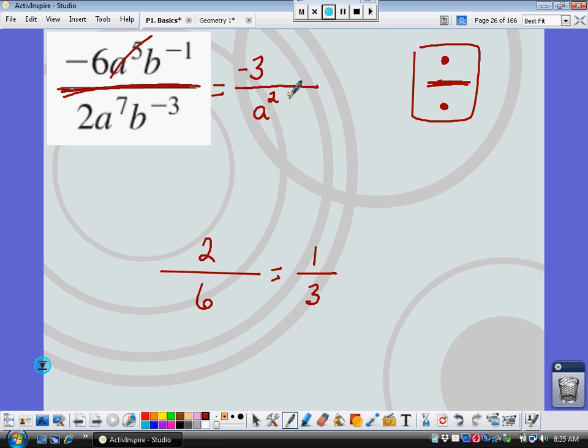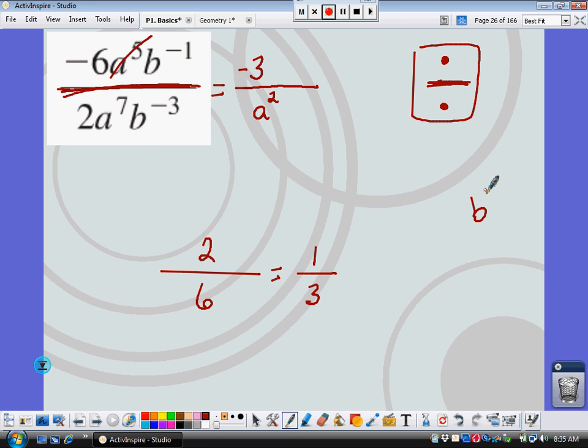right. Last one. Let's see if we can do this in our head. Let's stretch our brain a little bit this morning. Avery. Good. I have B to the negative 3 on bottom. Bring it to the top. At the same time, I have B to the negative 1 on top. Bring it to the bottom. I have 3 on top. I have 1 on bottom.